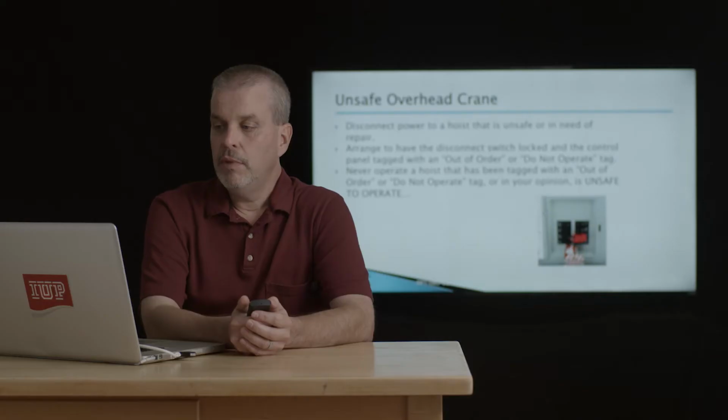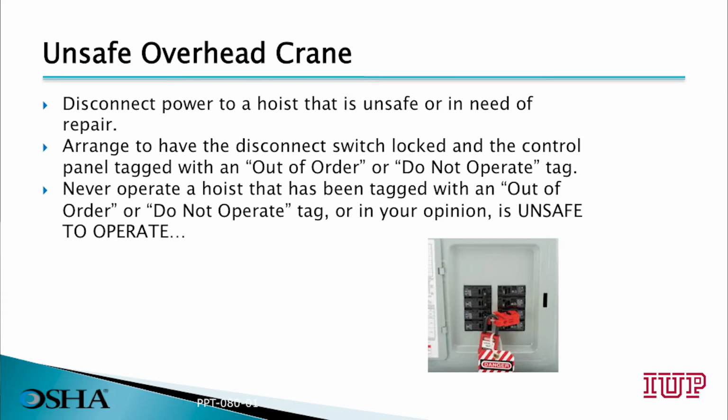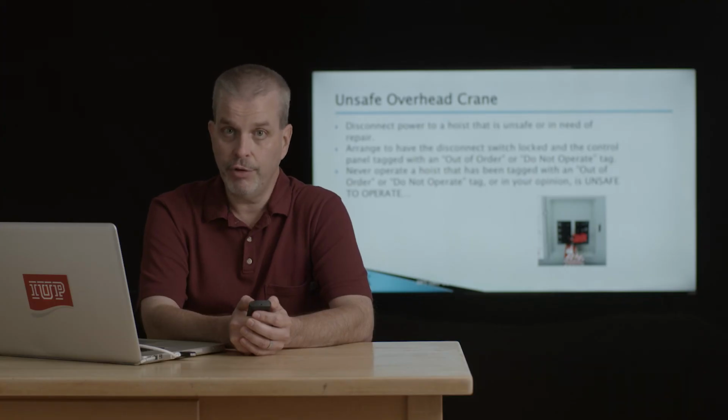To avoid unsafe overhead crane use, disconnect power to a hoist that is unsafe or in need of repair. Arrange to have the disconnect switch locked out and the control panel tagged with an out of order or do not operate tag. And never operate a hoist that has been tagged with an out of order or do not operate tag, or if ever in your own opinion it is unsafe to operate.